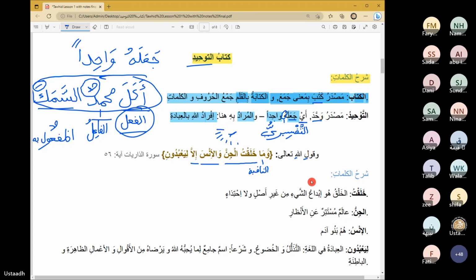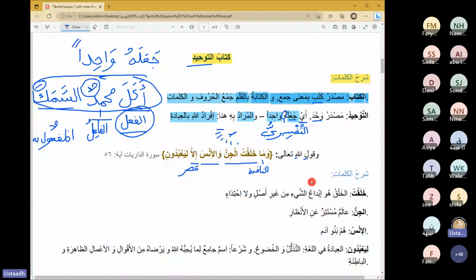Illa, as some of them mentioned, is called harfu hasar. Hasar in the Arabic language means it's restricted. So, for example, if someone was to say, ya akhi, أكلت الفواكه, oh brother, you ate the fruit, you would say, لا ما أكلت إلا الموز. You would say, no, I didn't eat except the banana.